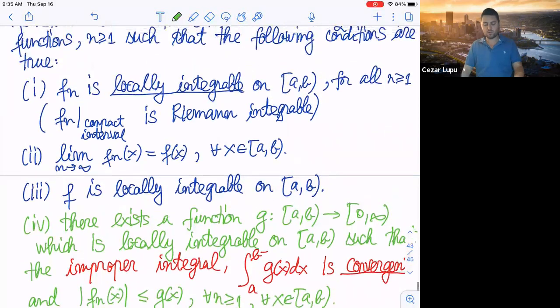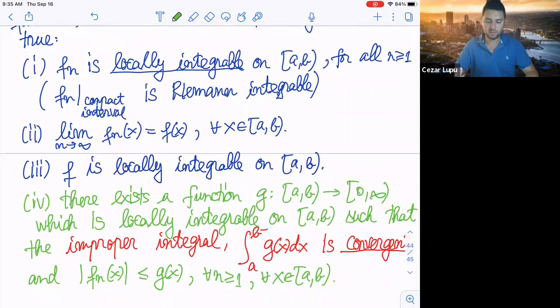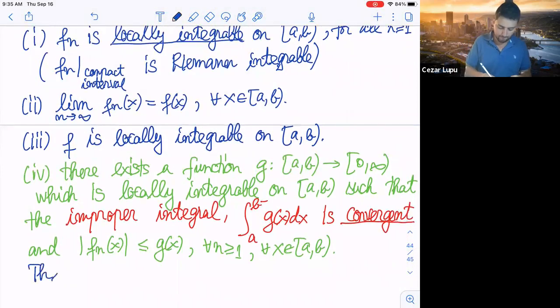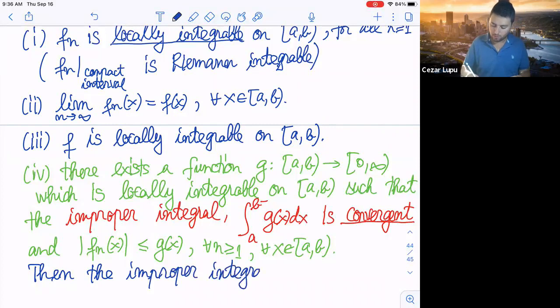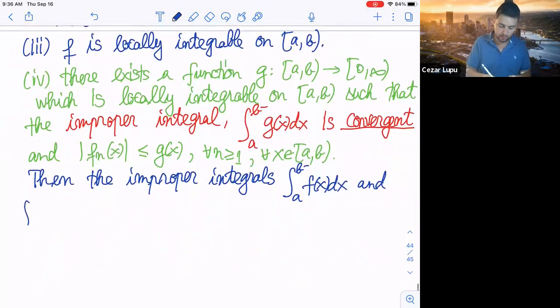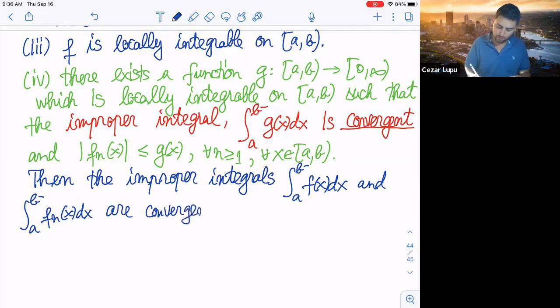All right, if these four conditions are met, as you can see, the first three are basically common sense, then we can say that the improper integrals, the integral from a to b minus of f of x dx, and the improper integral from a to b minus of f_n of x dx, these two improper integrals are convergent. And moreover, we can pass to the limit inside.